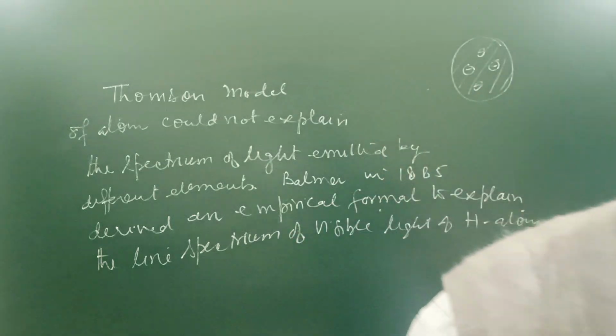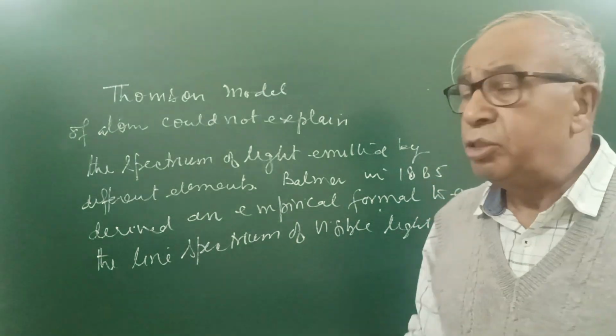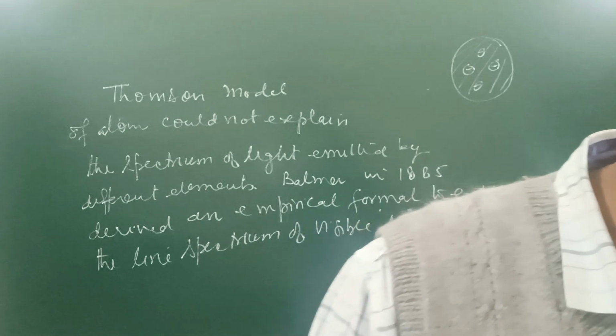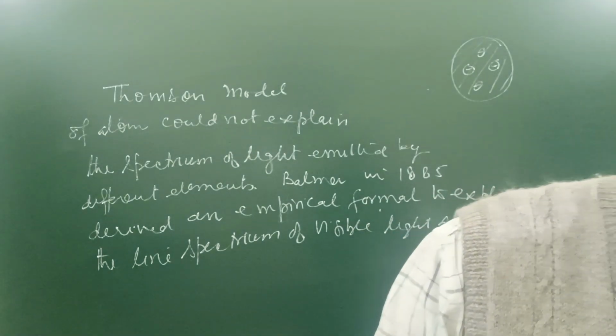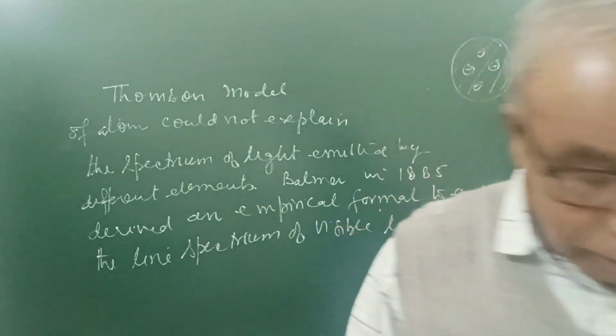So to check this model, whether positive charge and mass is distributed uniformly, J. J. Thomson model check करने के लिए Rutherford suggested one experiment. I will discuss in the next video.